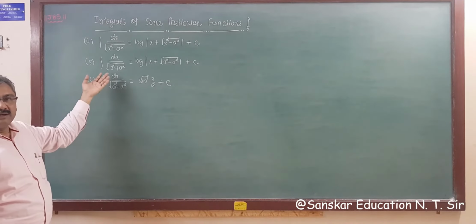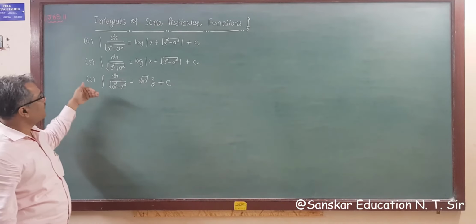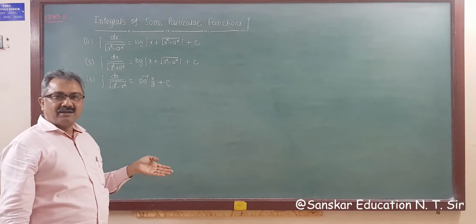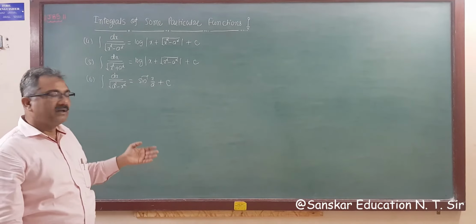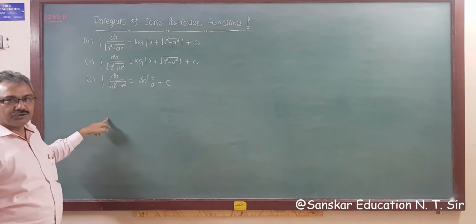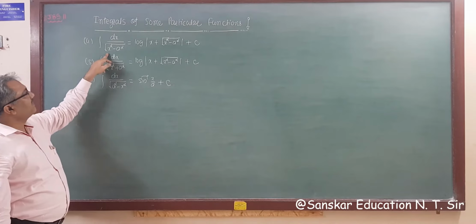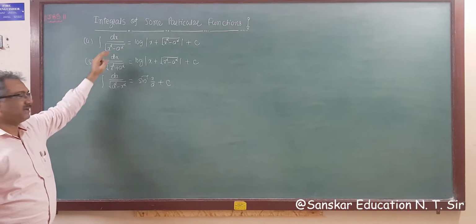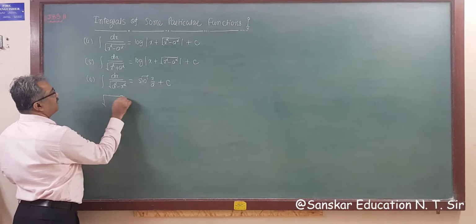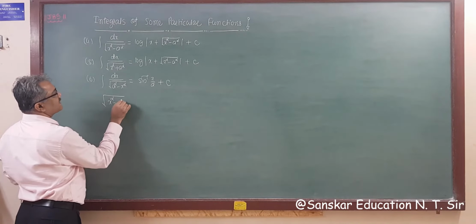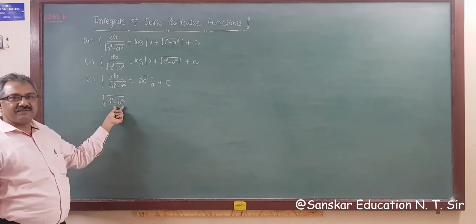We saw previously three formulas without root: 1 upon x square minus a square, 1 upon x square plus a square, and 1 upon a square minus x square. Now these all three are with root. So the fourth formula, this is given root x square minus a square. So this is of the form root x square minus a square.